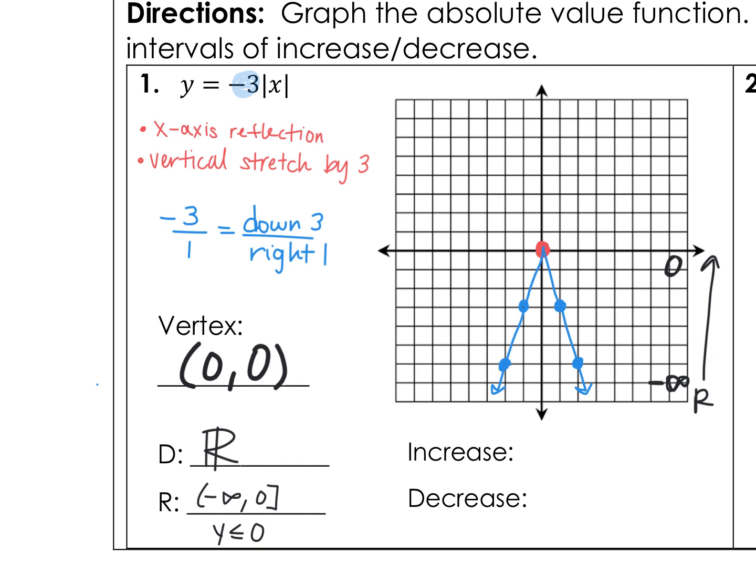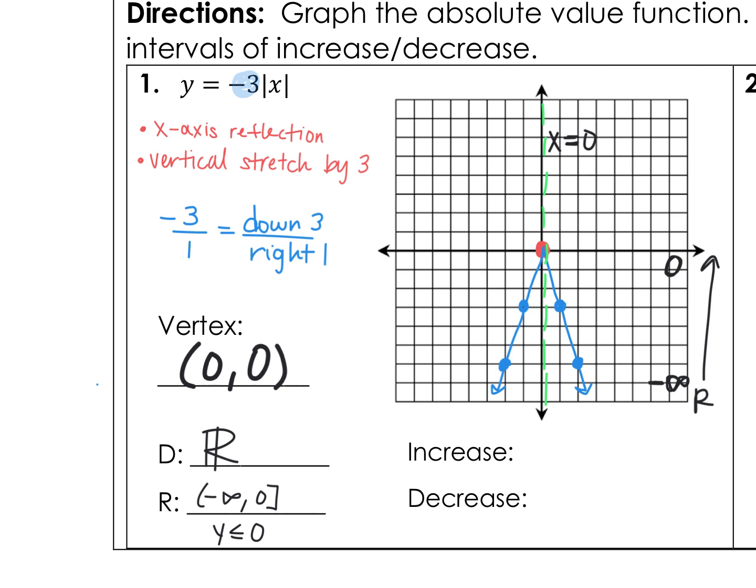Okay, and then increasing, decreasing. This is the part that's a little weird, so try and stick with me. You have an axis of symmetry going down the middle. This is a line, x equals 0, because it's going through 0.